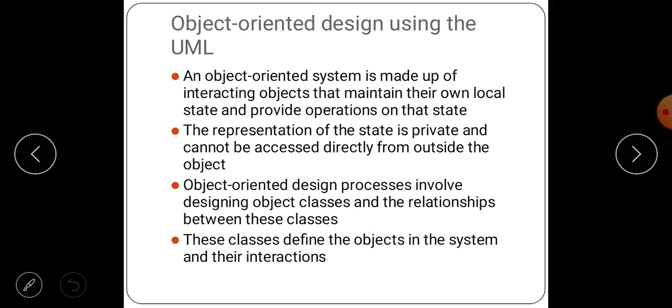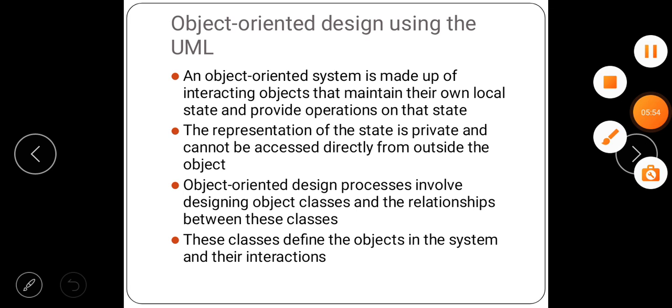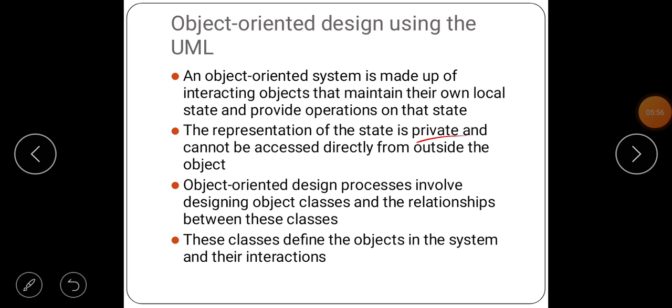The representation of the state is private and cannot be accessed directly from outside the object. Means activity inside the object is very easy, but when there is interaction from outside, access is not so easy. That is the meaning of this statement.